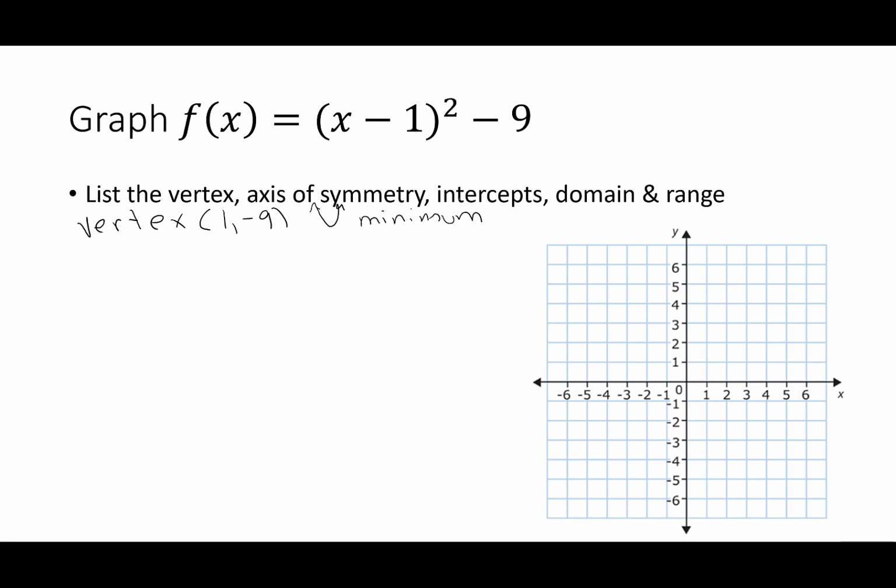This is really helpful because it helps us answer the question about domain and range. The domain of all quadratics is negative infinity to infinity. The range is going to change, and knowing this vertex is going to be really helpful.